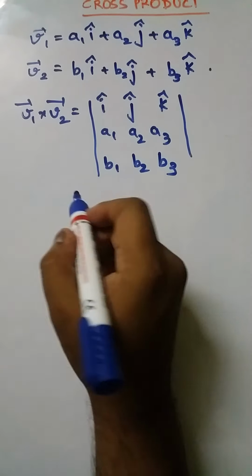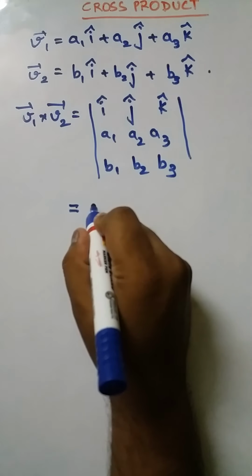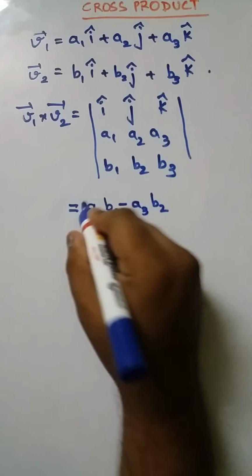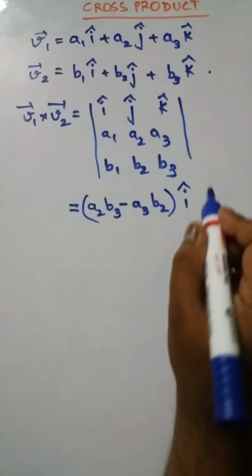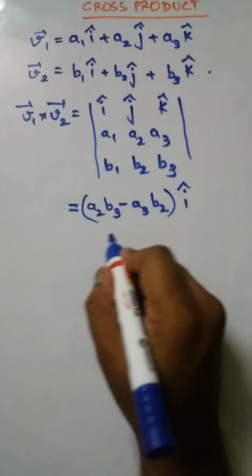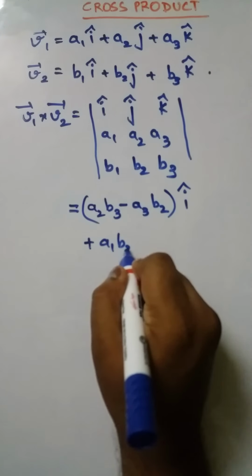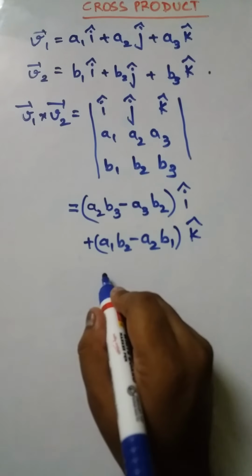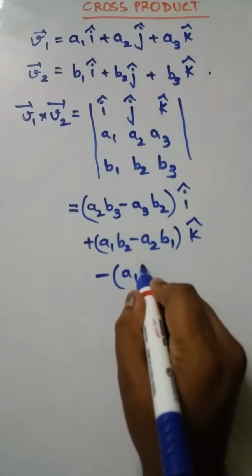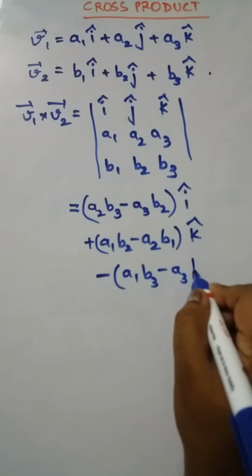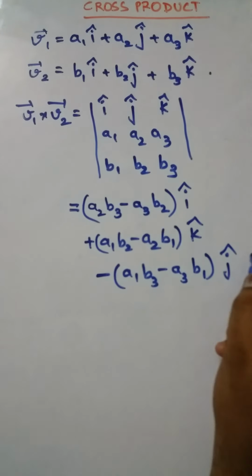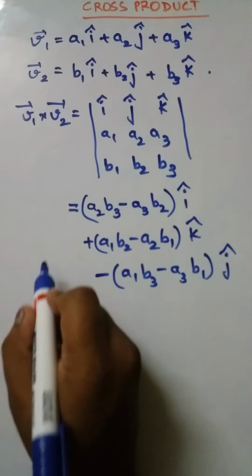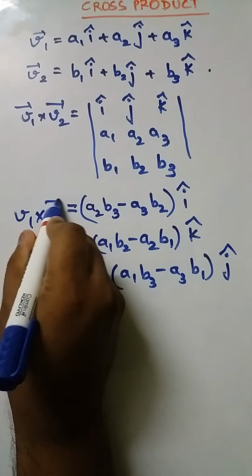Now this is equal to (a2 b3 minus a3 b2) i cap plus (a1 b2 minus a2 b1) k cap minus (a1 b3 minus a3 b1) j cap. Okay, so this is equal to v1 cross v2.